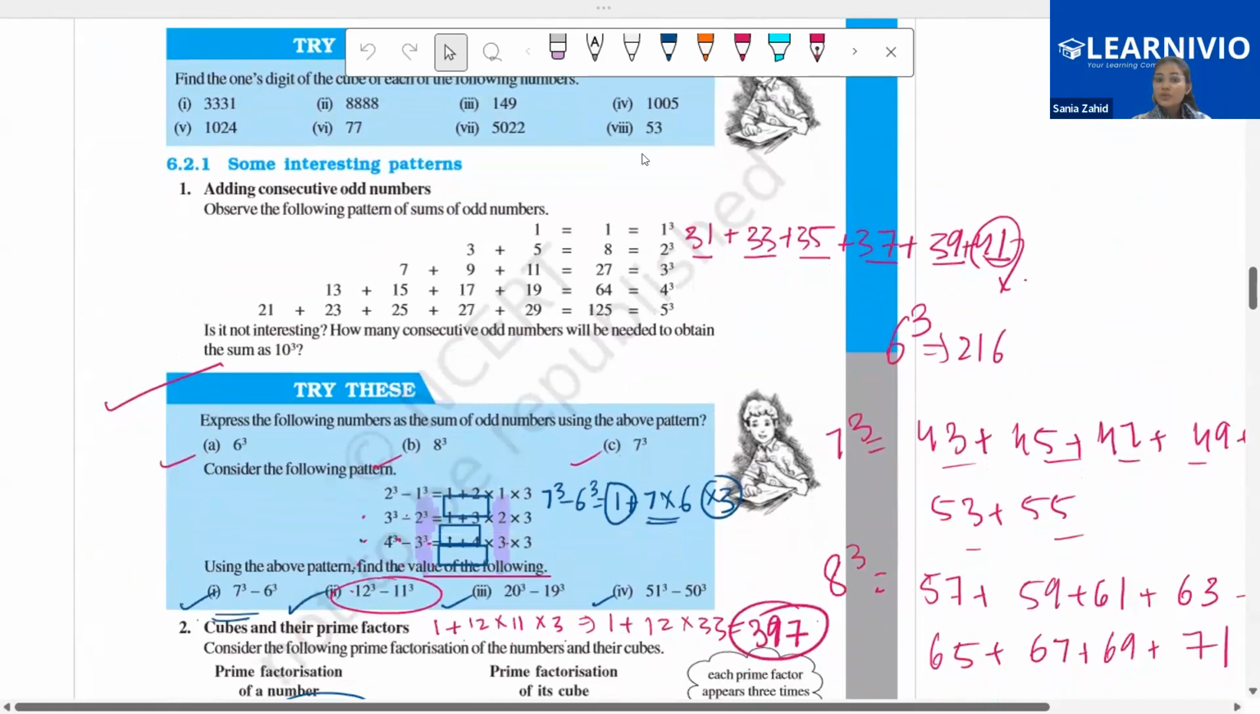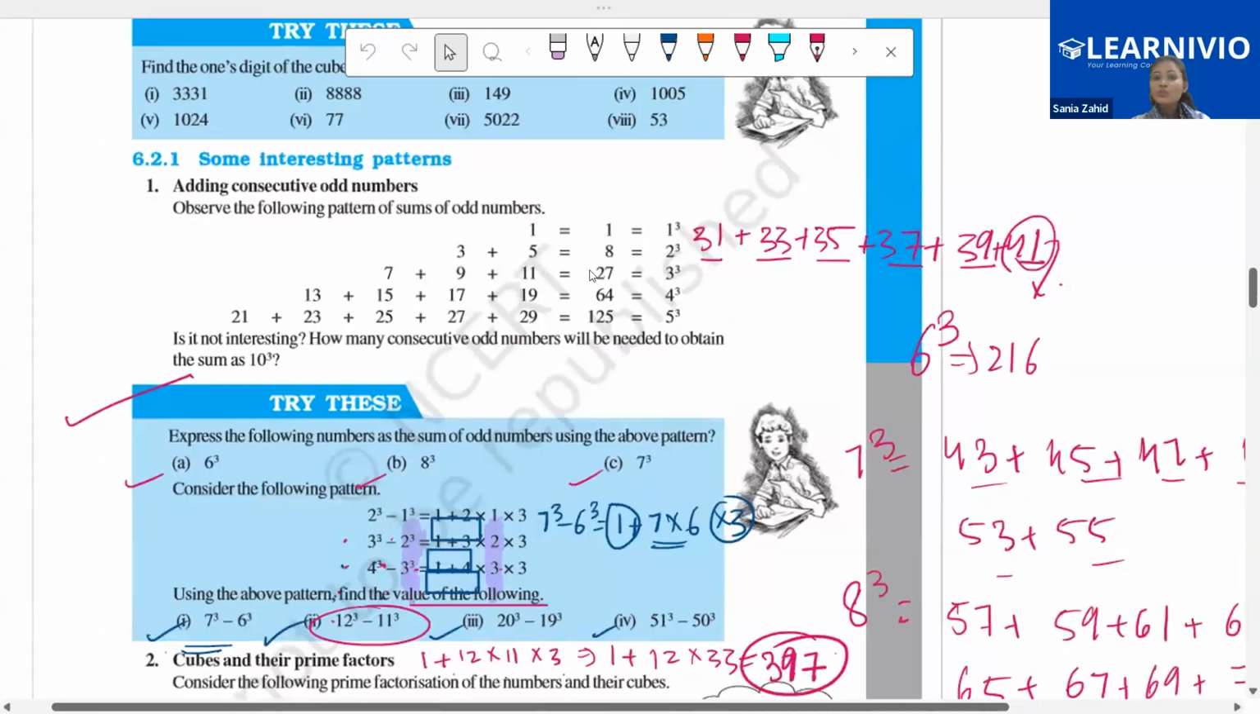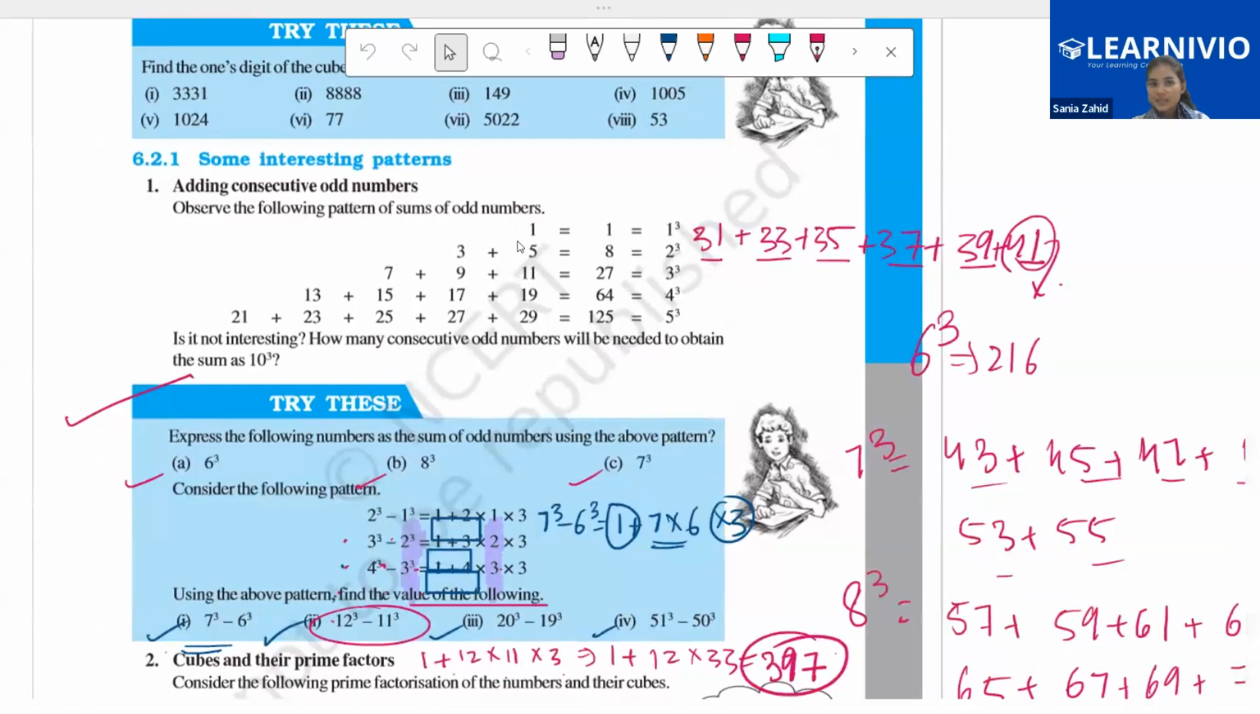One of the interesting patterns was that whenever you're adding consecutive odd numbers, you get the cube of that number only. Like you are adding two odd numbers, 3 plus 5, that will give you 8, that's 2 cube. 7 plus 9 plus 11 gives you 27, that's 3 cube. 13 plus 15 plus 17 plus 19 gives you 64, that's 4 cube, right? So this was one of the patterns.